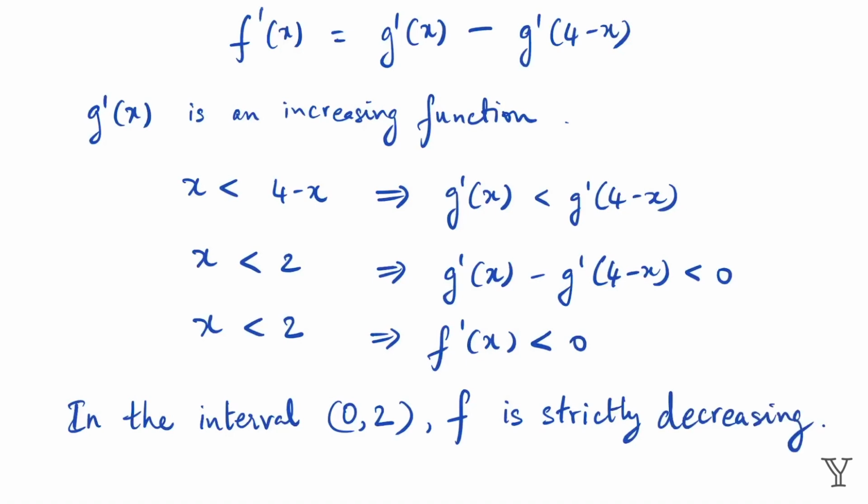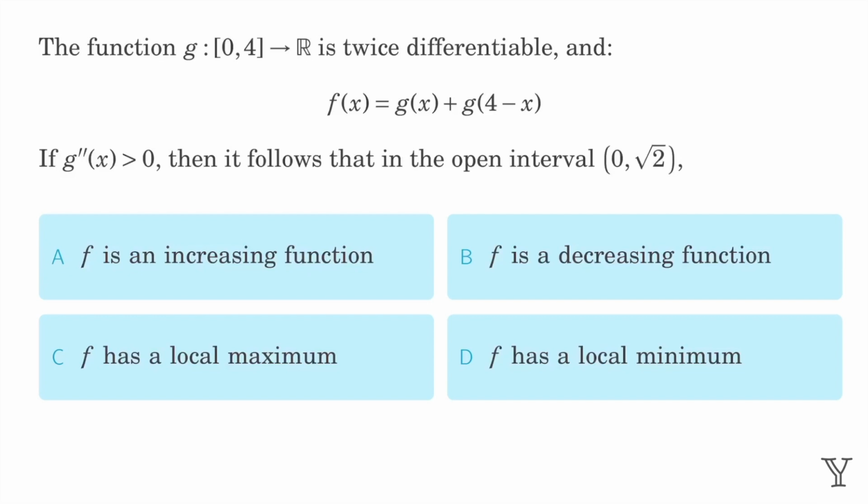Well, that's that. We are ready to select the correct answer. We only need to observe that the open interval 0, root 2 is a subset of the open interval 0, 2. Okay, problem solved. We can now say that in the open interval 0, root 2, f is a decreasing function. Option B.